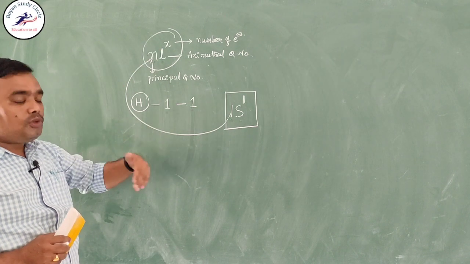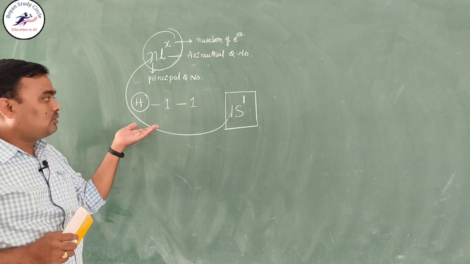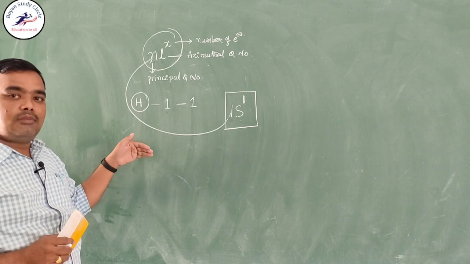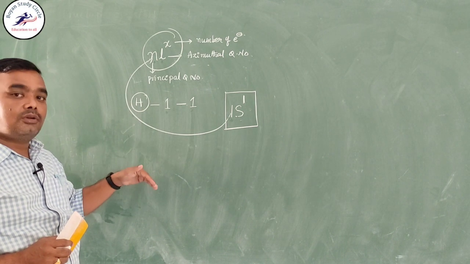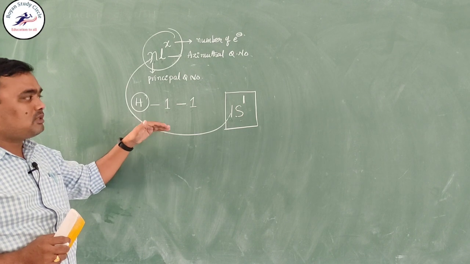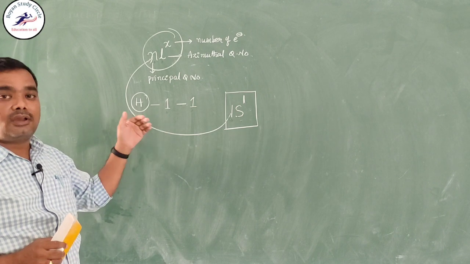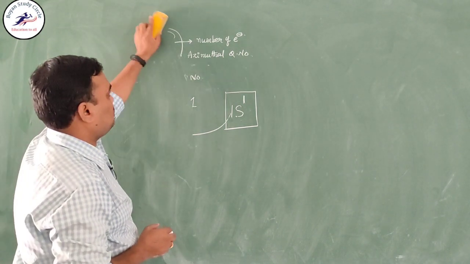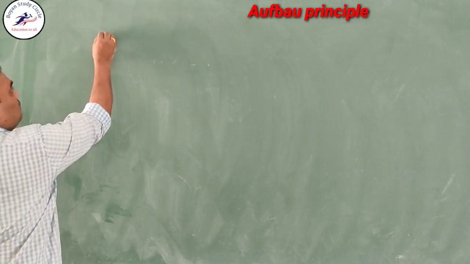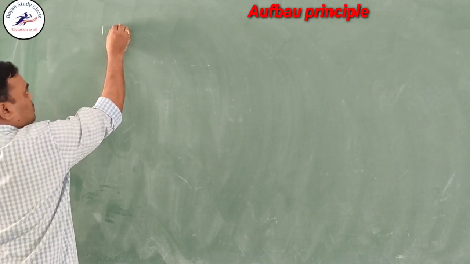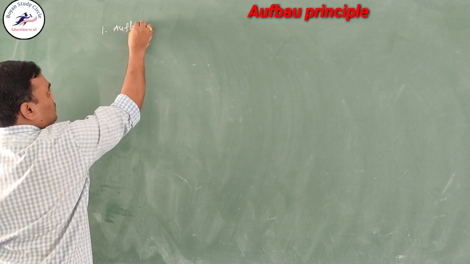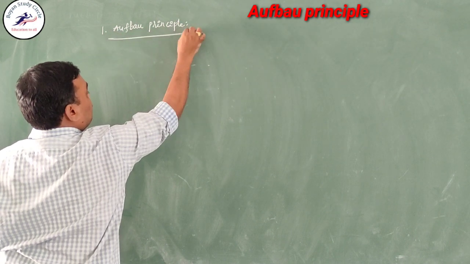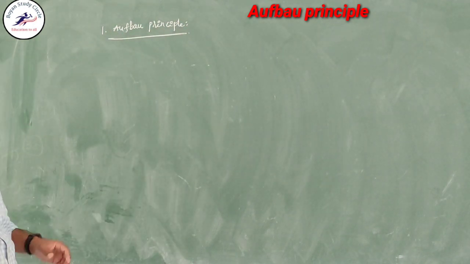Then how to write the electronic configuration of elements which have more than 1 electron, right? If you want to write the next elements, helium, lithium, beryllium, boron, like that, you have to know some more principles or rules. So now you are going to learn the rules. The first principle is the Aufbau principle. What is that? The Aufbau principle, right?